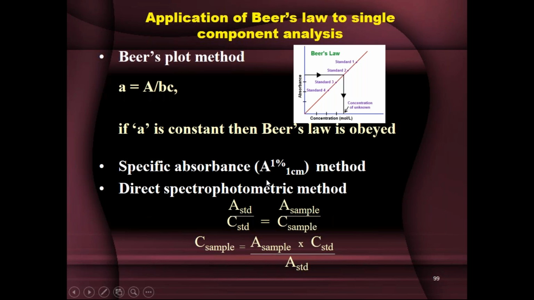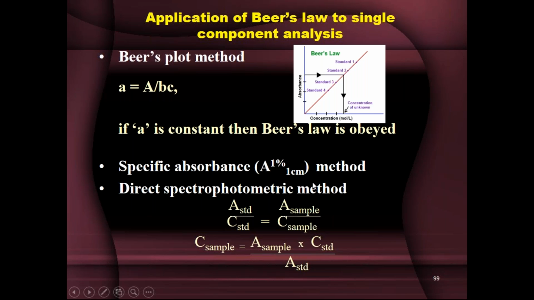So if you prepare a 1 gram in 100 ml solution and put it in a cuvette with a path length of 1 centimeter, then the absorbance that you measure would be the specific absorbance. Specific absorbance for different substances are standard values you will get from reference. So you can take that from reference and then use it in your method. The absorbance that you get for a given sample can be divided by the specific absorbance and then multiplied by the dilution factor. That will give you the concentration of your sample.